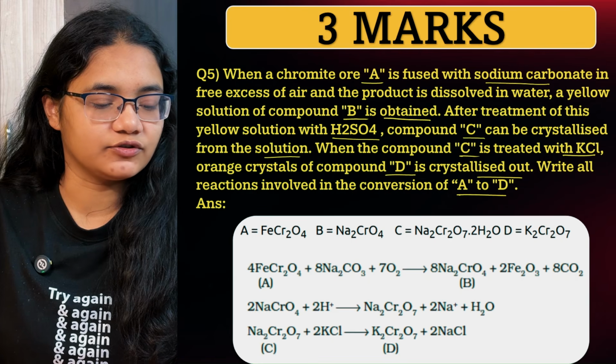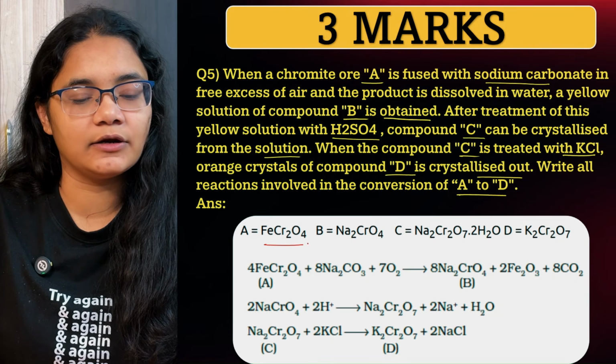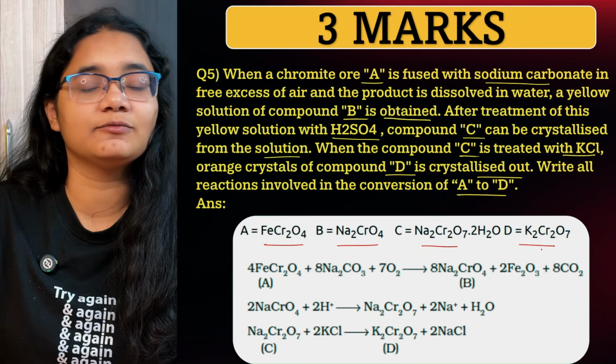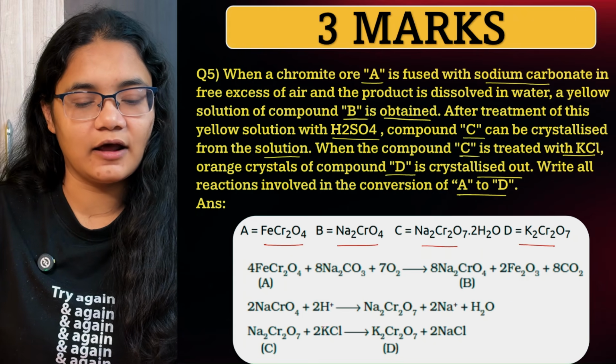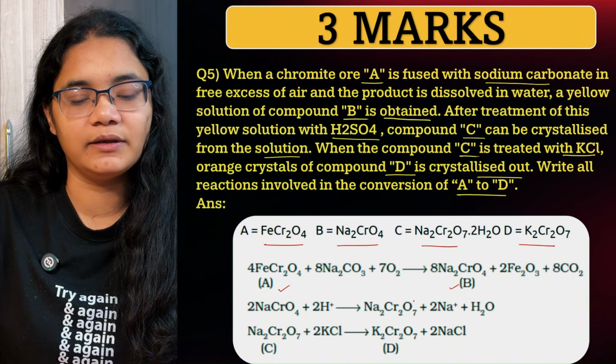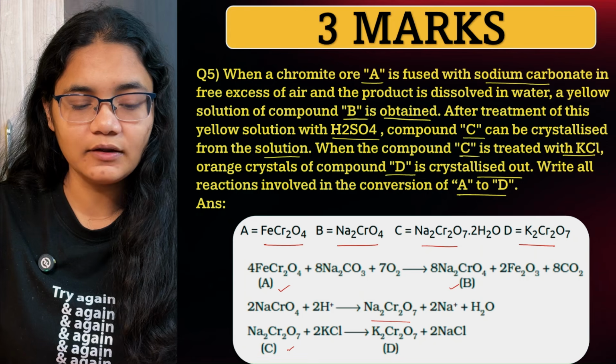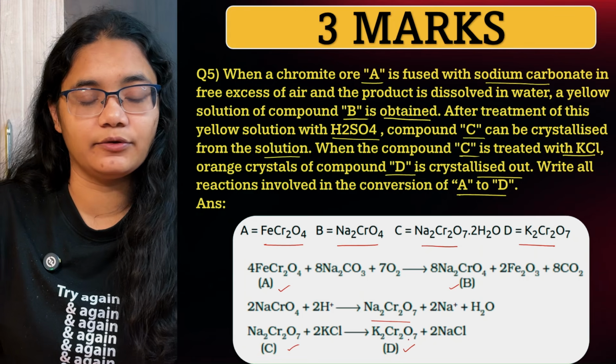Okay, so first of all, we have here A is iron chromate, B is sodium chromate, C is sodium dichromate, D is potassium dichromate. And here are the reactions. You can see A will give you B, and then sodium chromate will give you sodium dichromate. Sodium dichromate will give you potassium dichromate.